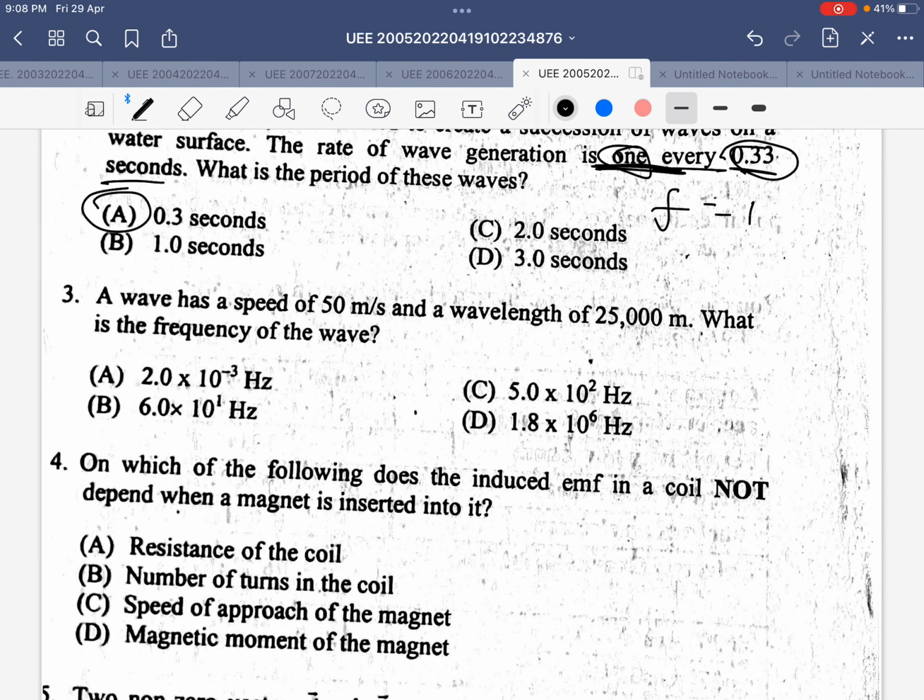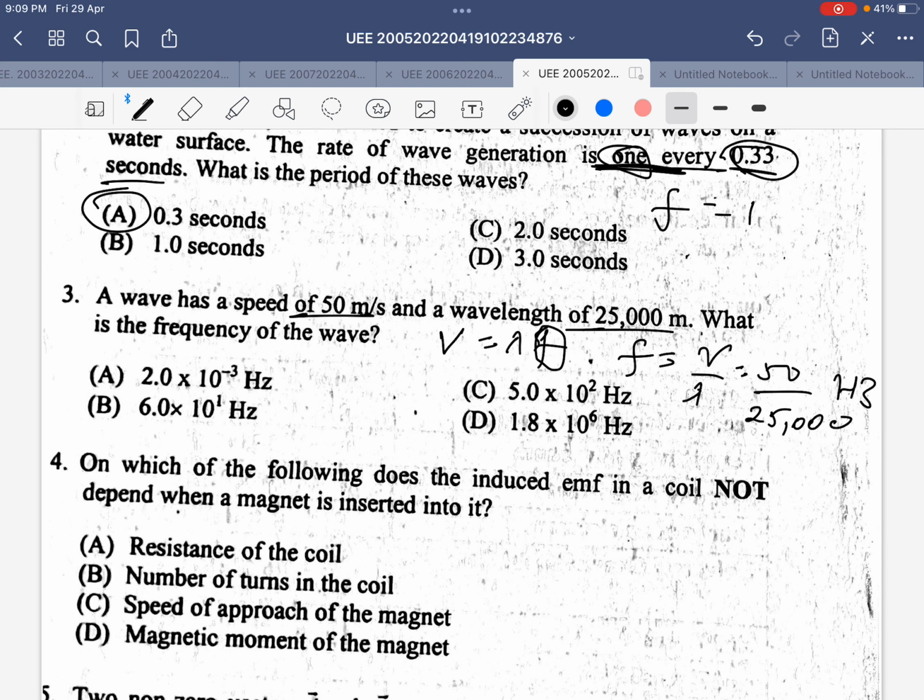Question number 3. A wave has a speed of 50 meters per second and a wavelength of 25,000 meters. What is the frequency of the wave? This is the speed V and this is the wavelength. Speed is equal to wavelength times frequency. You have to make F the subject. F is equal to speed over wavelength. When you substitute the given numerical values inside this expression, what's the speed? The speed is 50 meters per second divided by 25,000.